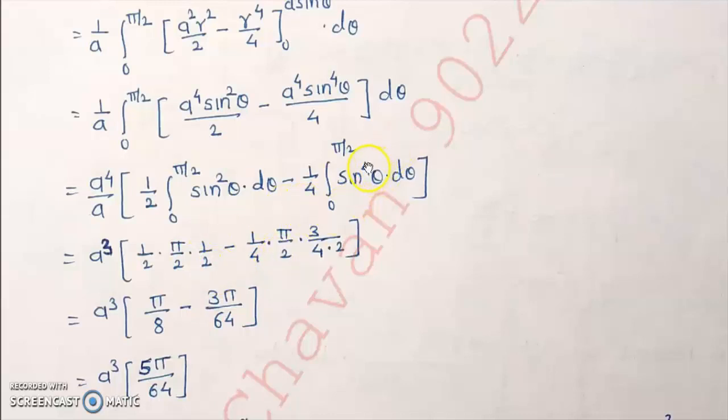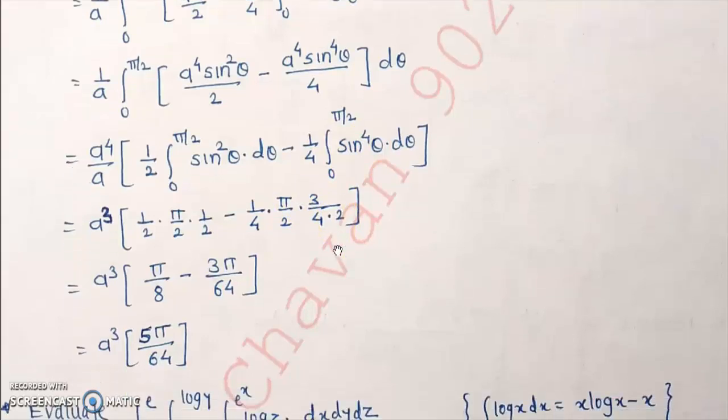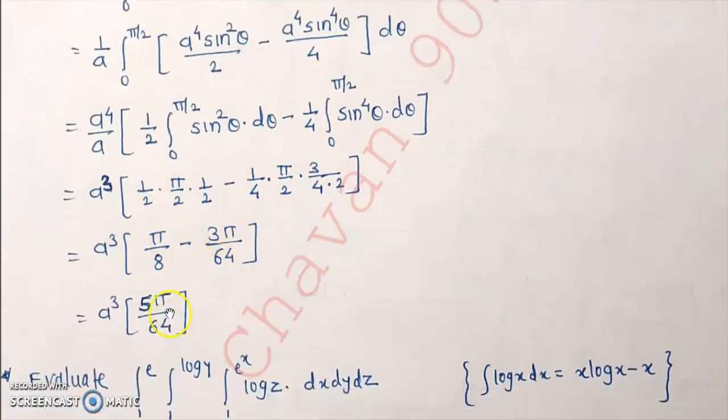Similarly, here 4 is the even number, that's why there is an extra pi by 2. Then 4 is even, that's why 4 is at the denominator, and all even numbers less than 4 are in the product at the denominator, that is 2 only. So 4 into 2. Okay, whereas the numerator contains all the odd numbers less than 4, that is 3 here, and that's it. No need to solve the integration in detail. So a cube into pi by 8 minus this gives us 3 pi by 64. If you simplify, we get a cube into 5 pi by 64.